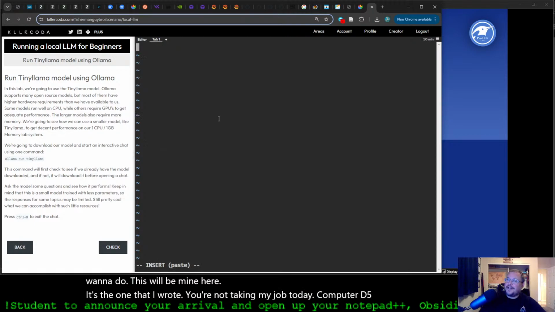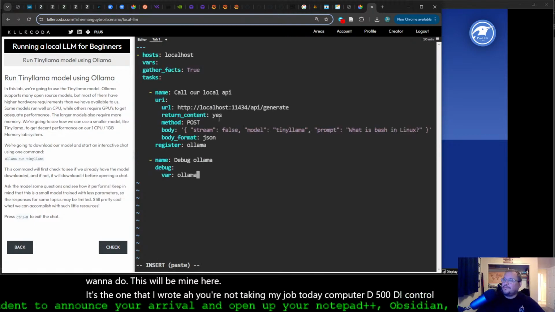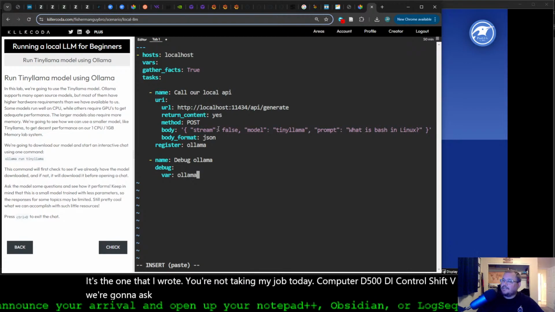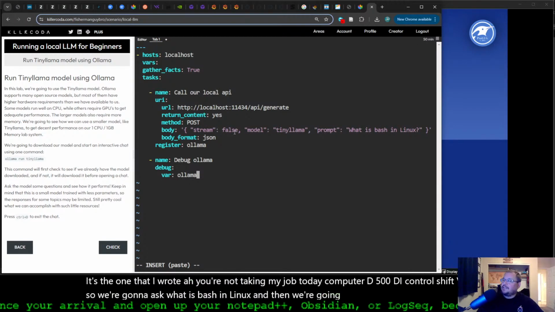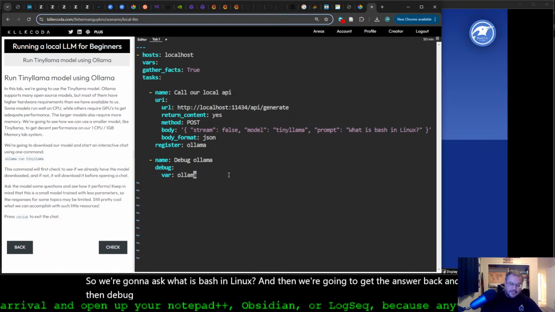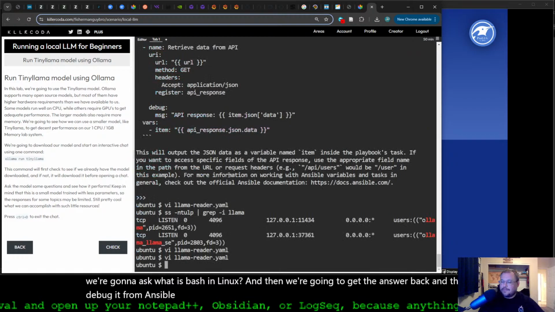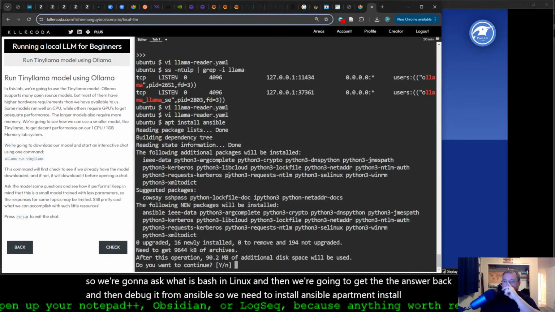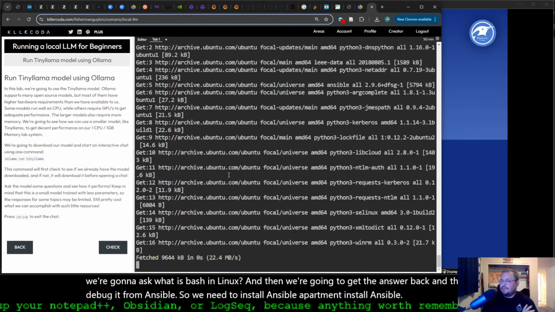dd 500 d, i, Control-Shift-V. So, we're going to ask, what is bash in Linux? And then we're going to get the answer back and then debug it from Ansible. So, we need to install Ansible. apt install ansible. Yes.